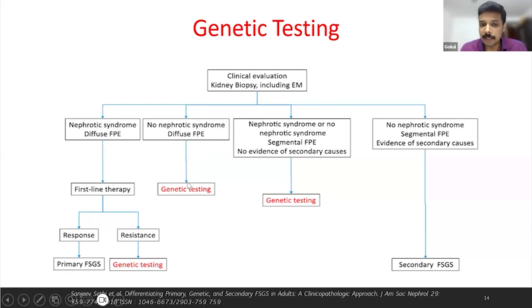So we can go with genetic testing. And here, when there is no nephrotic syndrome, but it presents with segmental foot process effacement, whenever it is segmental, it is always likely to be a secondary thing. So secondary causes we can rule out. If secondary causes are evident, then it is secondary FSGS. But in the same scenario, if there is no evidence of any secondary causes, then also go for genetic testing.